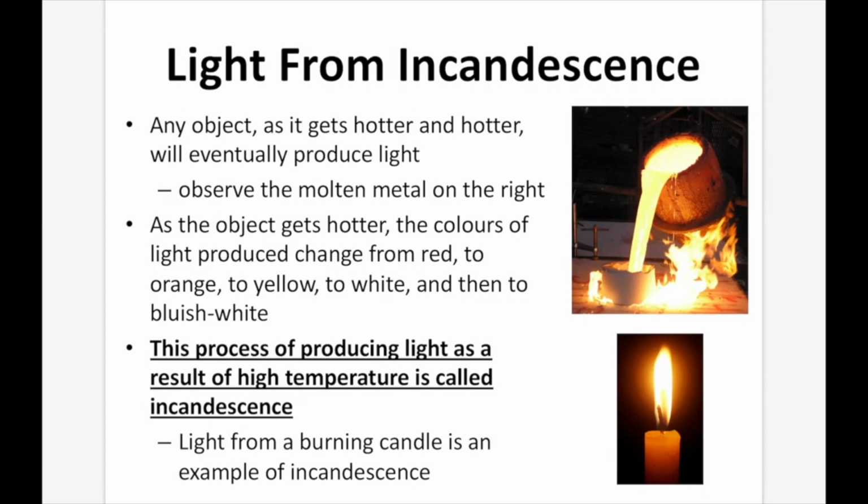Light from incandescence. Any object, as it gets hotter and hotter, will eventually produce light. So we see that right here. Once this metal gets hot enough, it starts glowing. In this case, it's going to glow in a yellowy orangey color. As it gets hotter and hotter, that color will eventually change from red to orange to yellow, and then to white, and then eventually to a bluish white as it gets really, really hot. This process of producing light as a result of high temperatures is called incandescence. Light from a burning candle is an example of incandescence as well. As you can see, the color of the flame is this orangey, yellowy color.